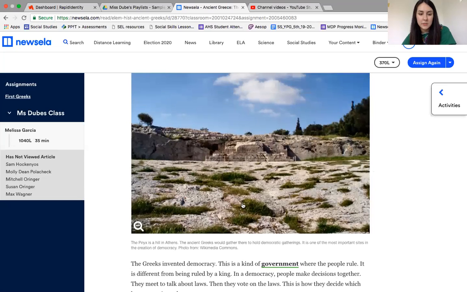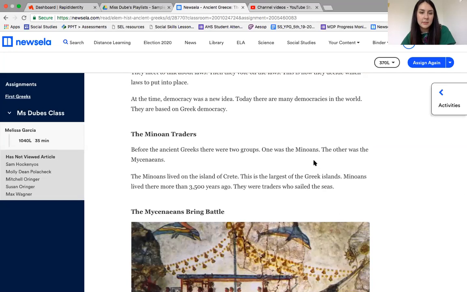So let's take a look at this photo. It says the Pnyx is a hill in Athens. The ancient Greeks would gather there to hold democratic gatherings. It is one of the most important sites in the creation of democracy. Very neat.